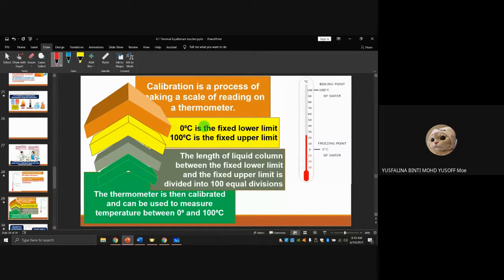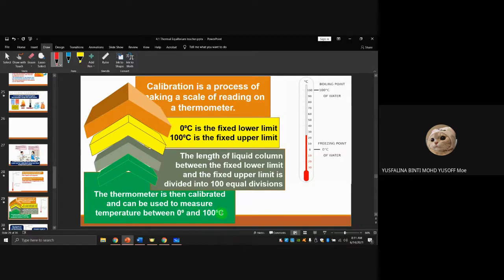0 degrees is the fixed lower limit, and 100 degrees is the fixed upper limit. The length of the liquid column between the fixed lower limit and the fixed upper limit is divided into 100, so you can divide 0 degrees until 100 into 10 scales. The thermometer is then calibrated and can be used to measure the temperature between 0 and 100 degrees Celsius.